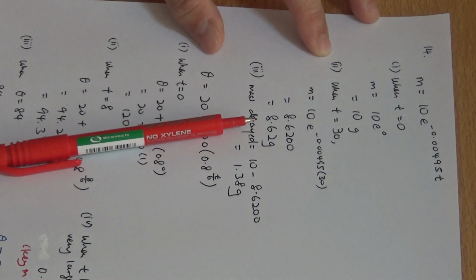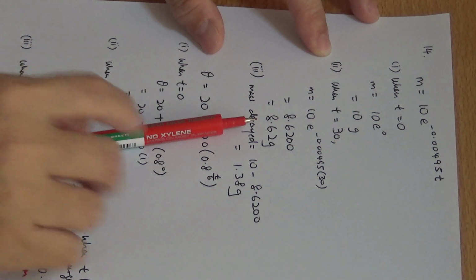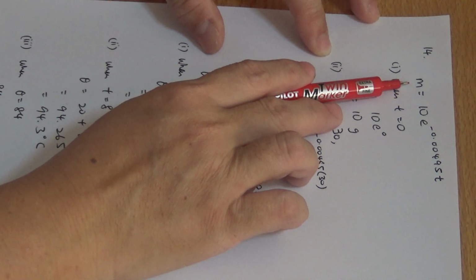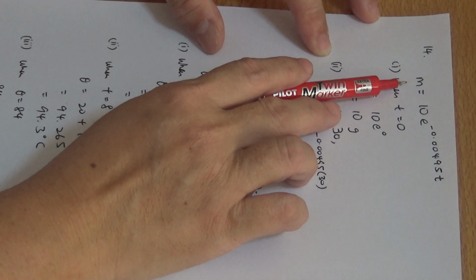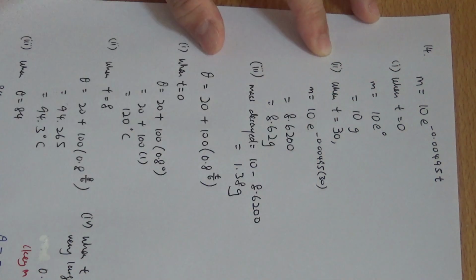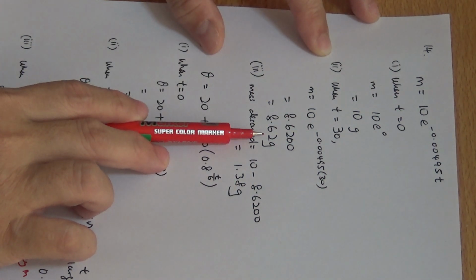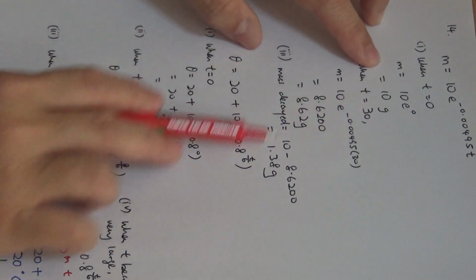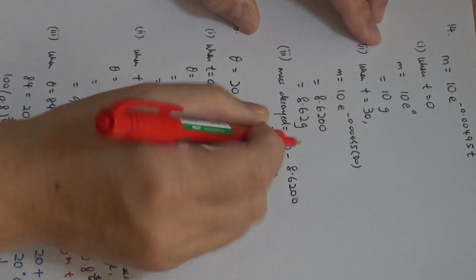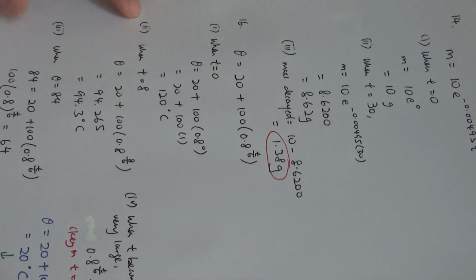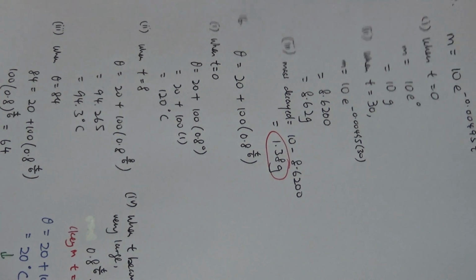Now part 3. Hence, find the mass of substance that has decayed. Now don't forget, the question defines this as the amount that is present. So the amount that is present is given by this. So the amount decayed, you get the initial amount minus this. So you will get 1.38 grams that has already decayed. Alright, I hope this is clear. Question 14. Alright, next one will be question 16.